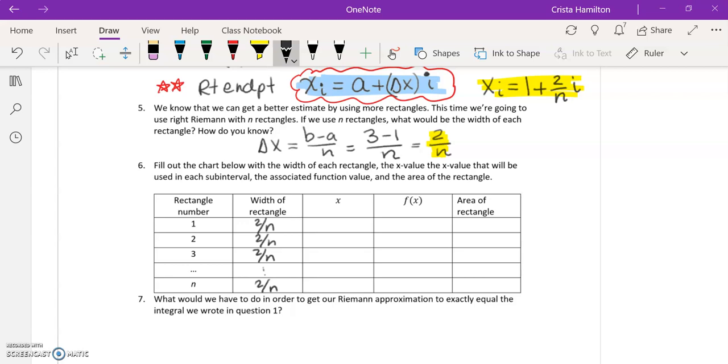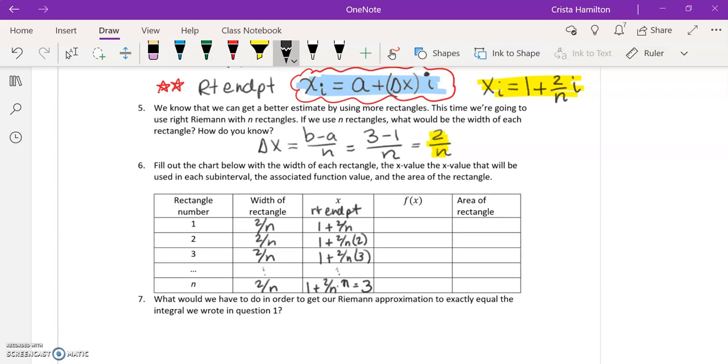Right, and then we get down to our x, which is our right endpoint. Our first right endpoint was 1 plus 2 over n. Our second right endpoint was 1 plus 2 over n times 2. Our third right endpoint was 1 plus 2 over n times 3. And so on until we get to, at the bottom here, 1 plus 2 over n times n, which actually ends up being equal to 3 for this problem.